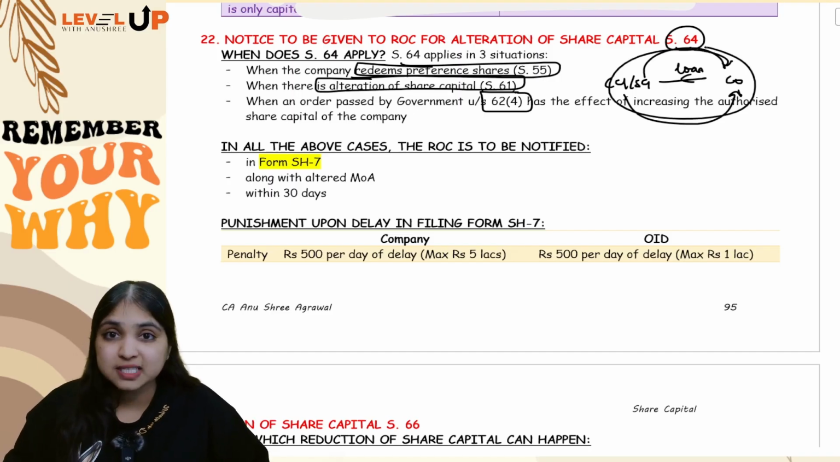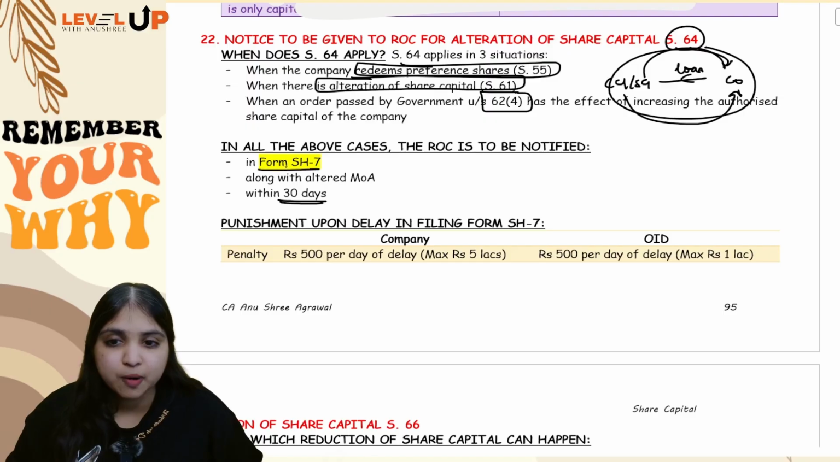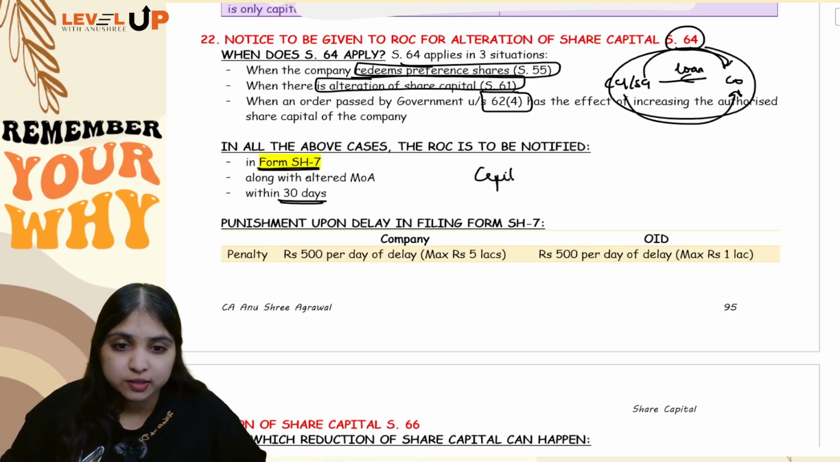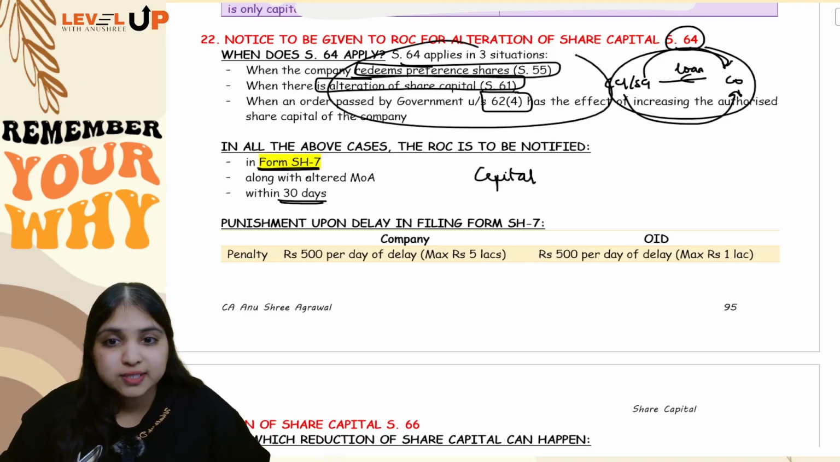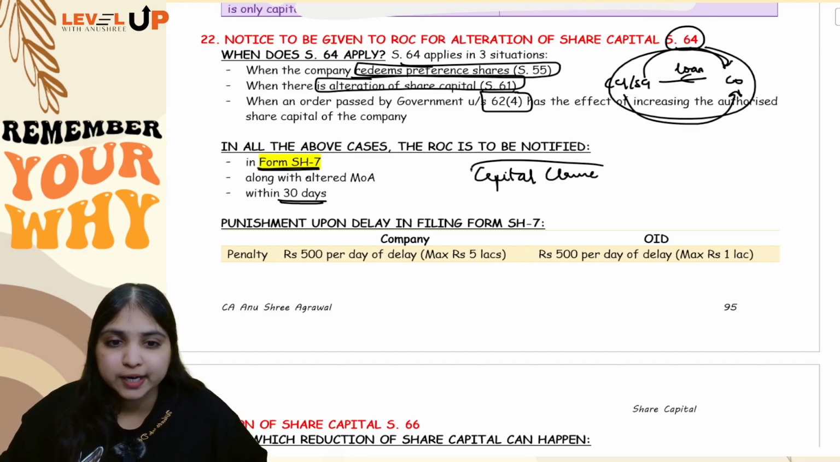In all these three cases, we have to inform the ROC about it. We have to inform the ROC within 30 days in form number SH7. In all the three, there's going to be a change in the capital clause. See, there's a reason why all the three are combined into section 64, because in all the three, your capital clause is going to change.